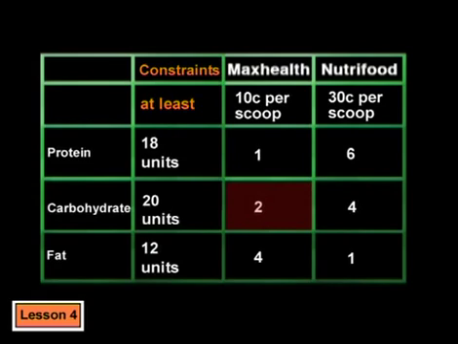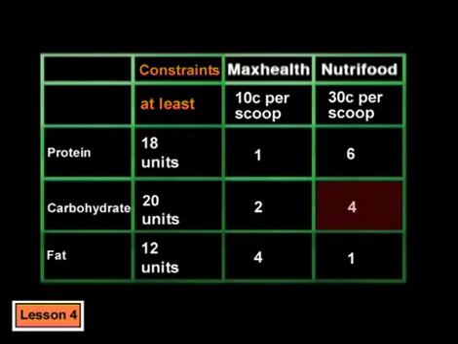Each scoop of Max Health has 2 units of carbohydrates, and x is the number of scoops. So that's 2 times x. That makes sense, doesn't it? Each scoop contains 2 units, and x is the number of scoops. So 2 times x will give us the total number of carbohydrates from Max Health. Okay, so each scoop of NutriFood has 4 units of carbohydrates, and y is the number of scoops. So we write down 4 times y.